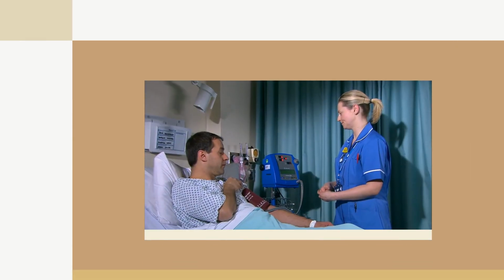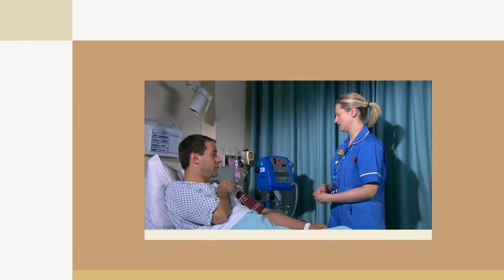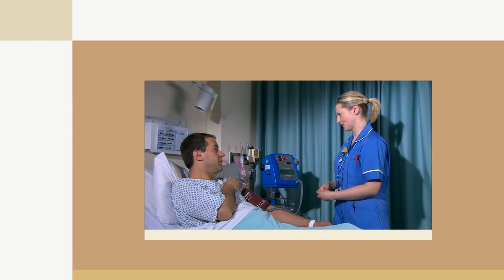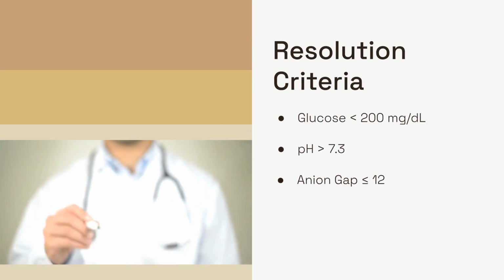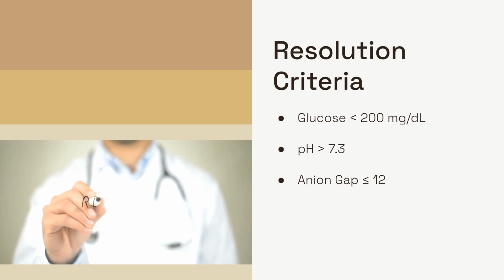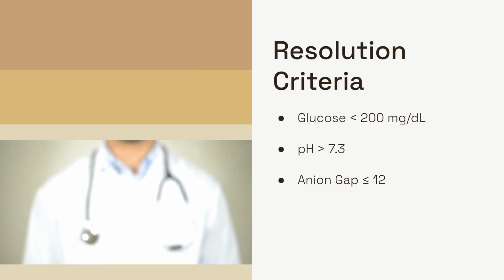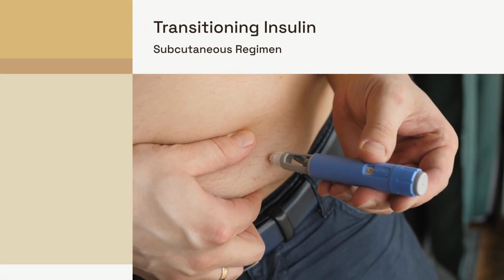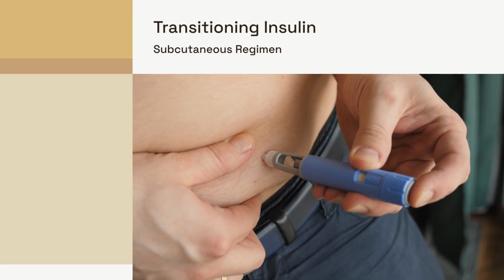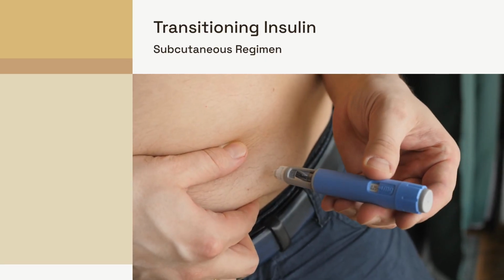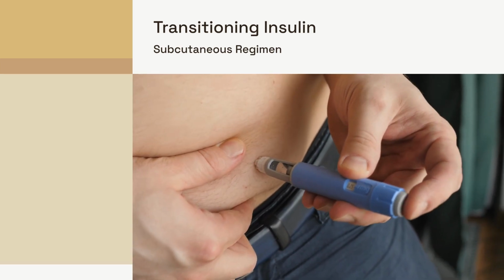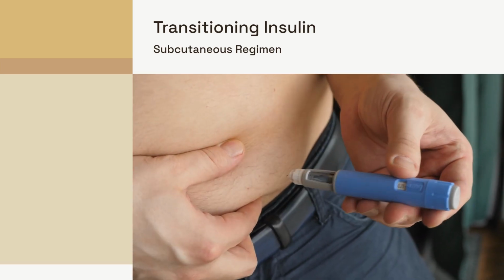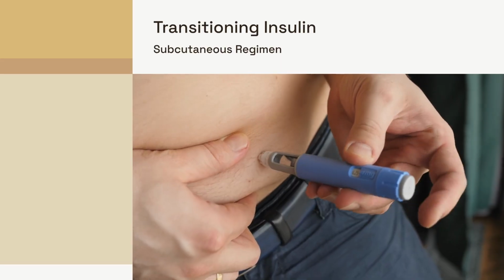Monitor blood glucose every hour and electrolytes, pH, and anion gap every 2 to 4 hours until resolution. DKA resolution is confirmed when glucose is below 200, venous pH is above 7.3, and critically, the anion gap normalizes to 12 or less. Once resolution is confirmed and the patient can tolerate oral intake, transition them to a subcutaneous insulin regimen. Ensure a 1 to 2 hour overlap before discontinuing the IV drip to prevent rebound DKA.